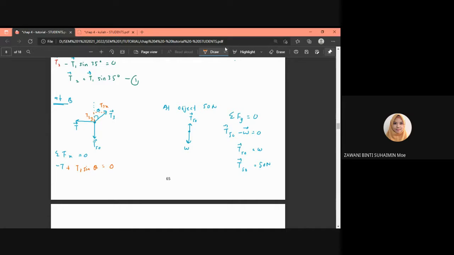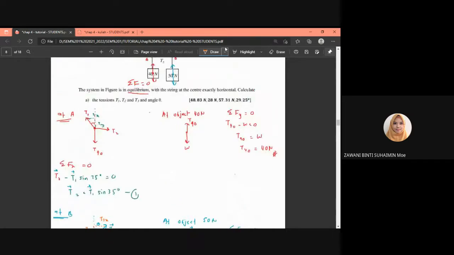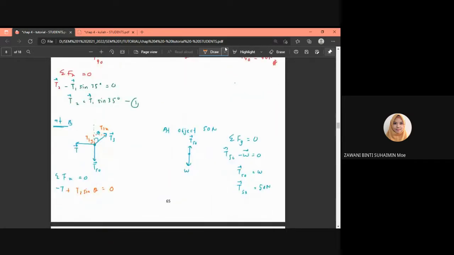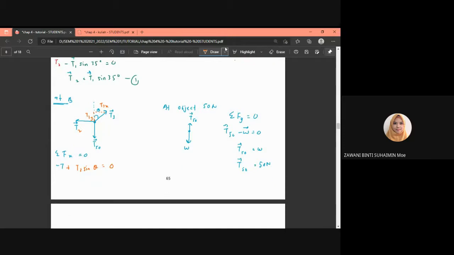So this T is which T, T2, right? Yes, T2. Sorry, I forgot. T2 here. Okay, so when we rearrange our equation, we get that T2 is equal to T3 sin theta. Then we rearrange the summation of Fy is equal to 0.